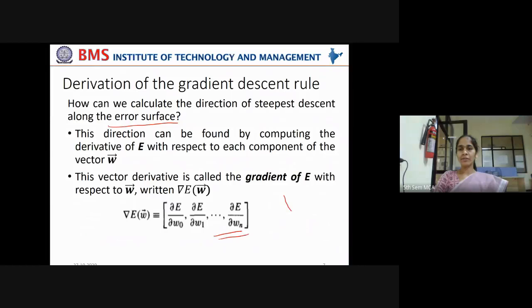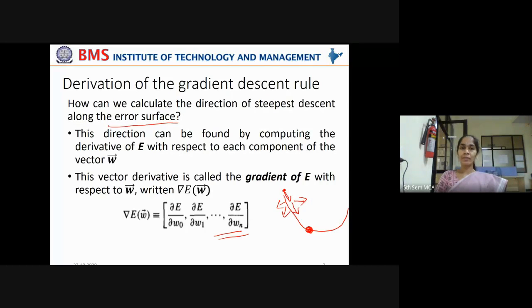Okay, our model error surface is like this. So this is the global minimum, and the model starts somewhere from here, and it has to reach this global minimum by checking its local minimum going forward.